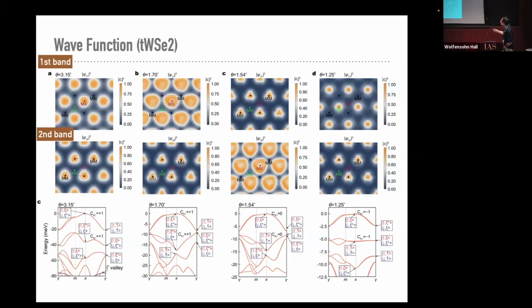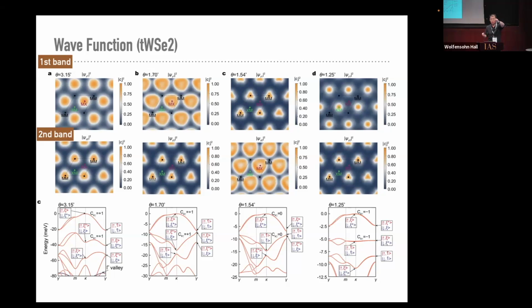Now if you go to 1.54 degrees, and then to the next angle, the wave function location is the same, MX and MM. But if you go to the next one, it is switched. The wave function goes to MM, but for the second band, the wave function comes from MM to MX. This is easy to understand because, as we said, whenever you have a Chern number change, it means the band with a different C3 eigenvalue has switched.